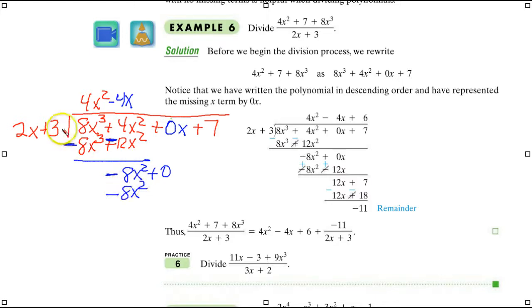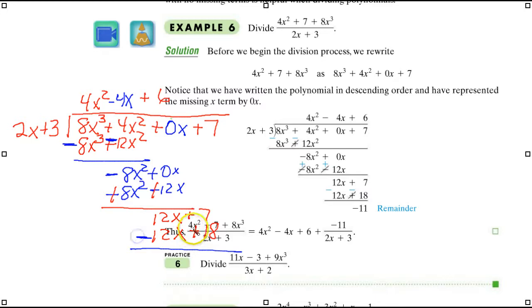And that's what we want. And then 3 times this is a negative 12x. Again, our line, change signs. It's nice when it's the opposite, makes a nice thing. This is 0. This will be a 12x. And we bring down our 7. Now 2x goes into there 6 times. And this times this is 12x. This times this is a positive 18. Put our line, change our signs. This cancels out. We're left with a negative 11.